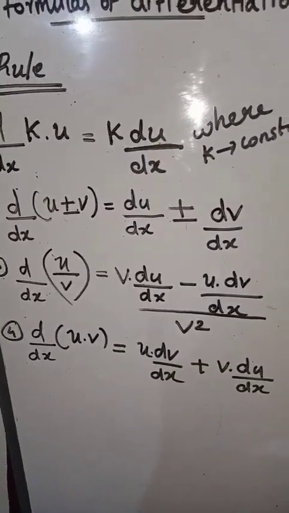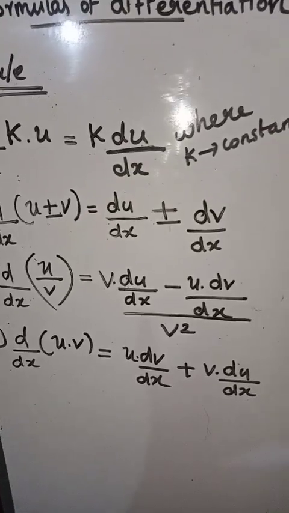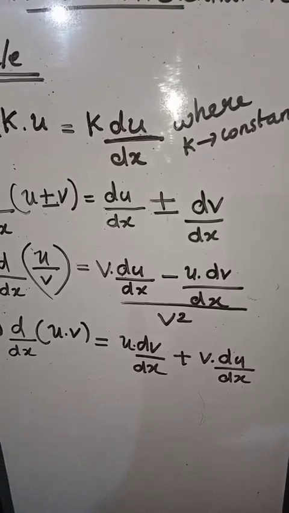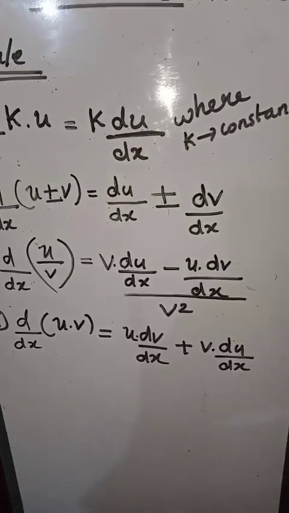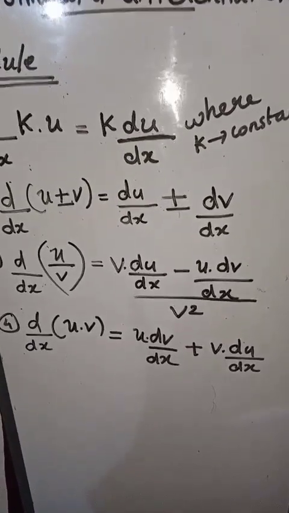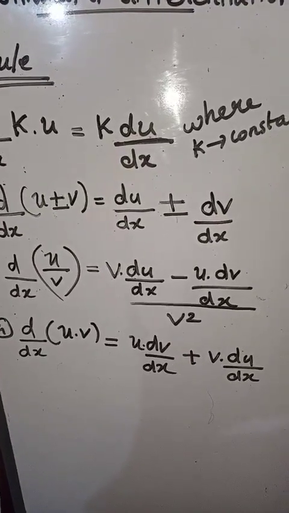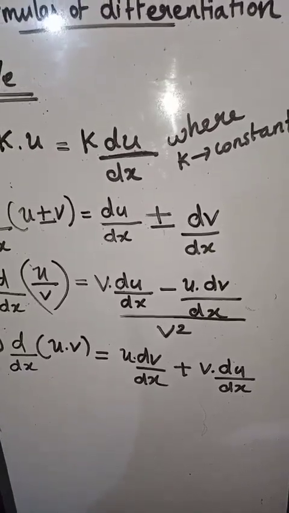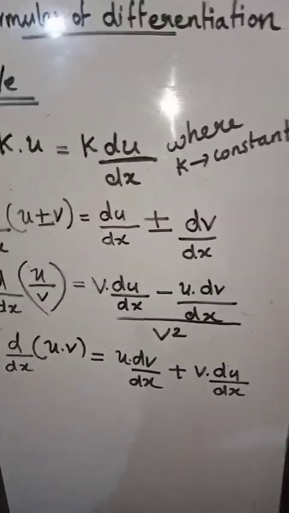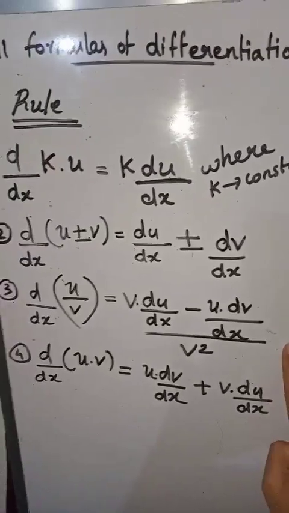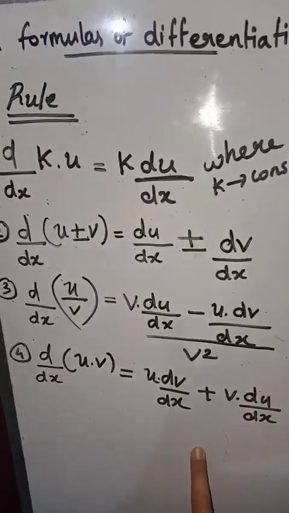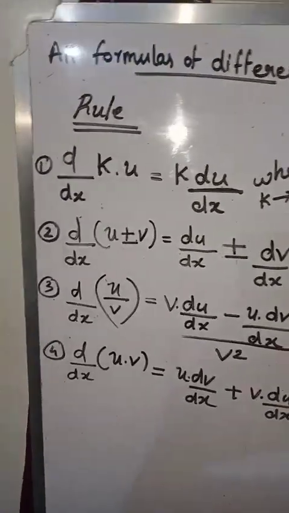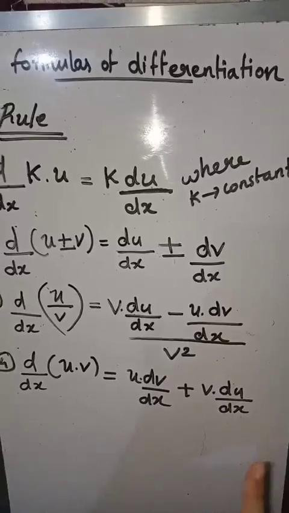Next, fourth one, d by dx of u into v. Here the differentiation of multiplication is taken. It's equal to u dv by dx plus v du by dx. So first u is taken outside, and the differentiation of v is done, plus v is taken outside and the differentiation of u is done. So this is called quotient rule, and this is called product rule. We have learned it before in our lower classes. So this is quotient rule and this is product rule.